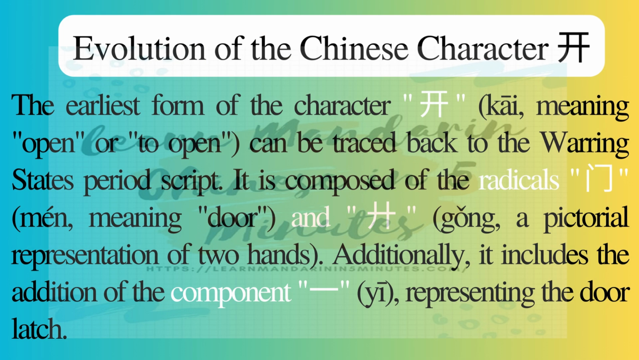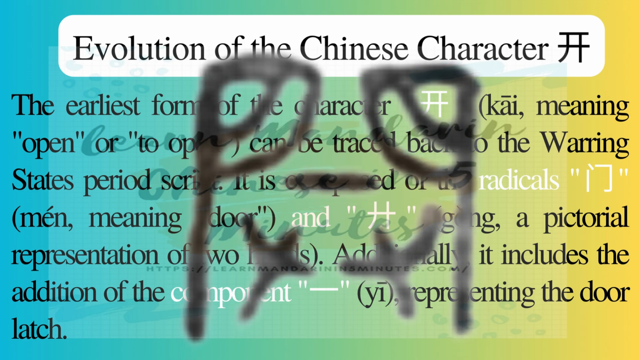The earliest form of the character Kai, which means open or to open in English, can be traced back to the Warring States period script. It is composed of the radicals men, meaning door, and gǒng, a pictorial representation of two hands. Additionally, it includes the addition of the component E representing the door latch.